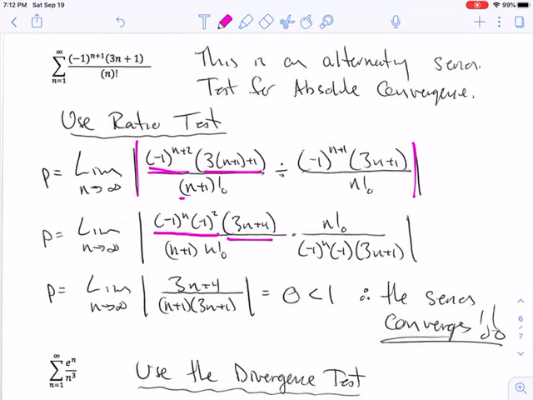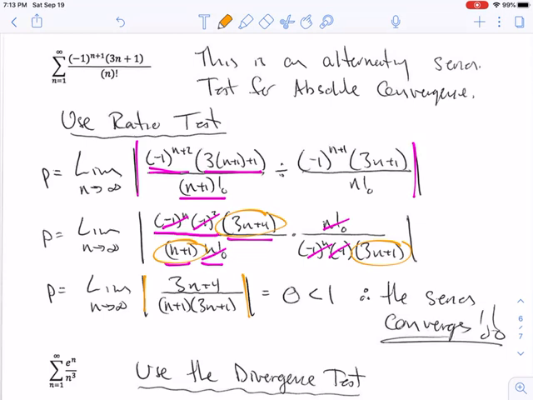We know how to take n plus 1 factorial and divide that up into n plus 1 times n factorial. Now we can just do some canceling. The n factorials cancel. The (-1) to the n cancels. These negative 1s just go away, because they're positive or negative 1, and the absolute value of that is going to be positive 1. So what we are left with in the numerator is the 3n plus 4, and in the denominator, n plus 1 times 3n plus 1. That's what we've got here.